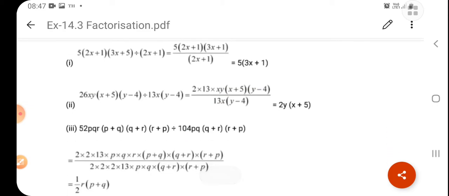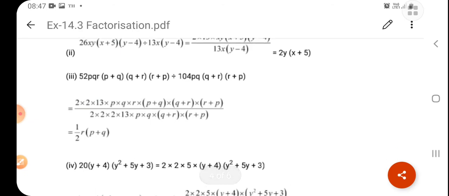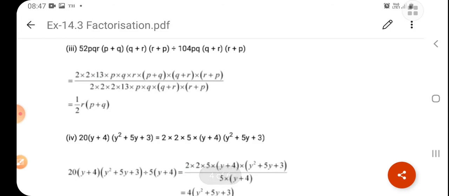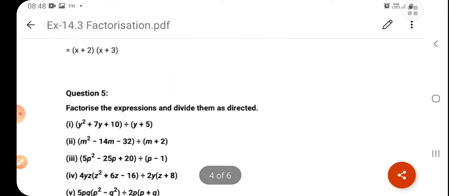Again y minus 4 will get cancelled out and 13 will get cancelled out from 26, and the remaining is 2y into x plus 5. 52 and 104, so 52's double is 104, so 52 gets cancelled out from 104, and other terms like pq, which are like terms in numerator and denominator, also get cancelled out. In the same manner we'll do question number 4.